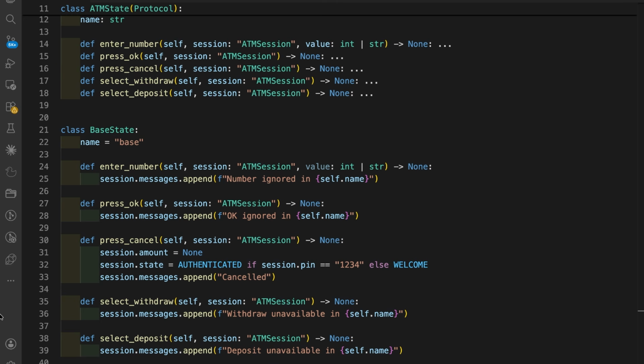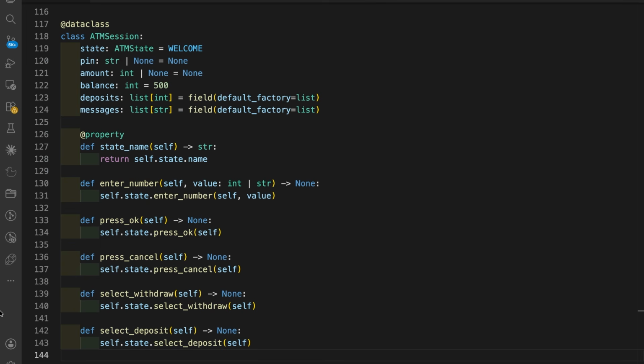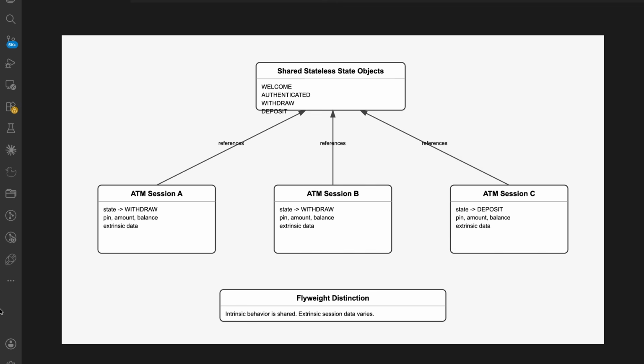Take a look. The state object contains shared behavior. The session contains the changing context. This is where the flyweight fits. This is the flyweight pattern. One shared withdrawal state, many ATM sessions. The flyweight lets you take a stateless object and attach state to different instances of it. The behavior is intrinsic. The session data is extrinsic.